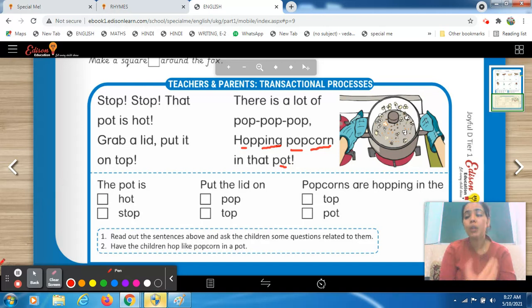Okay. So what did you learn while reading those sentences? That first of all you have to stop because the pot is very hot. Then you have to grab the lid. Aapko lid uthani hai and you have to cover the pot by putting it on top. Then you hear this lot of pop, pop. So wo kaisi sound thi? That is the hopping of popcorns in that pot. Kaisi sound thi wo?